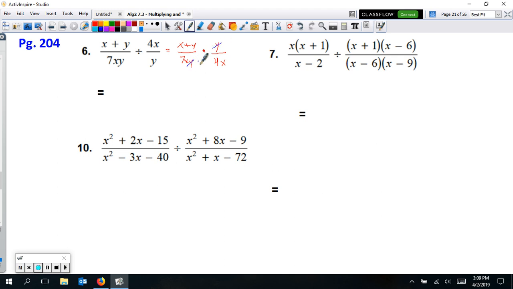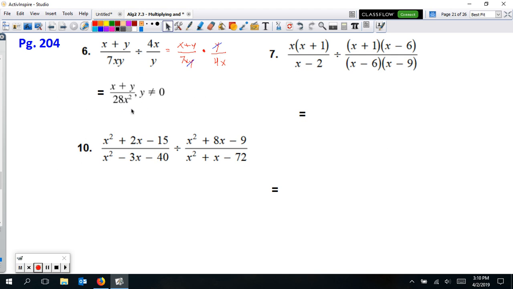But we can't cancel pieces of binomials out. So I can't cancel x with this x here, because this x is a part of this binomial. You can only cancel out binomials with matching binomials. And so on the top we have the x plus y, and down below we have a 7x times a 4x, which will give us a 28x squared. So we should see that as our answer, x plus y over 28x squared.